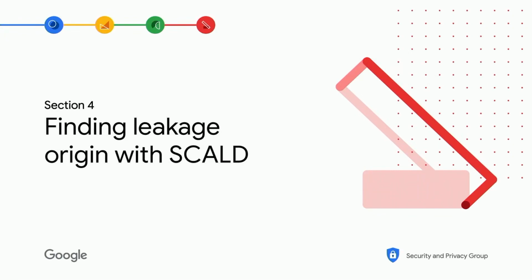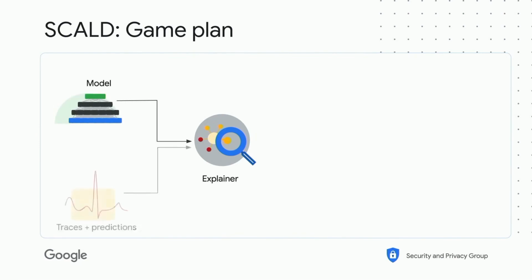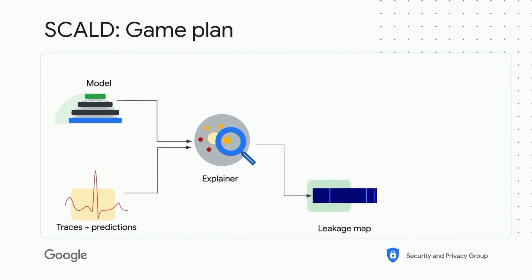This is our debugging tool, which is written in Python. And so the game plan we have for SCALD is, well, start with an explainer, of course, and we're going to do it very similarly. We're going to feed it a model, which is our trained model we saw earlier, and the traces and the predictions for the traces. We only keep the traces and predictions which were correct, because we're interested in why the model correctly predicted given the output of the byte. And then that's going to give us a leakage map.